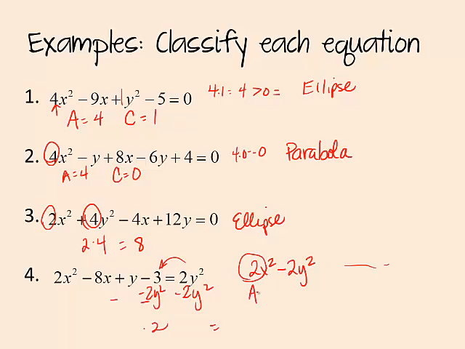What you notice is that a is 2, c is negative 2. Obviously they're not equal, so it's not a circle. When you multiply them together, they don't equal 0, so it's not a parabola. A times c will give you a negative 4. That's not greater than 0. That is less than 0, which means, according to our patterns, that this is a hyperbola.